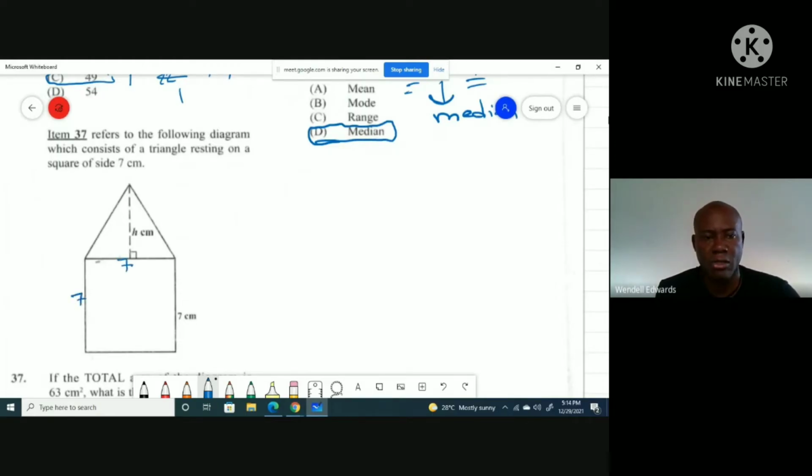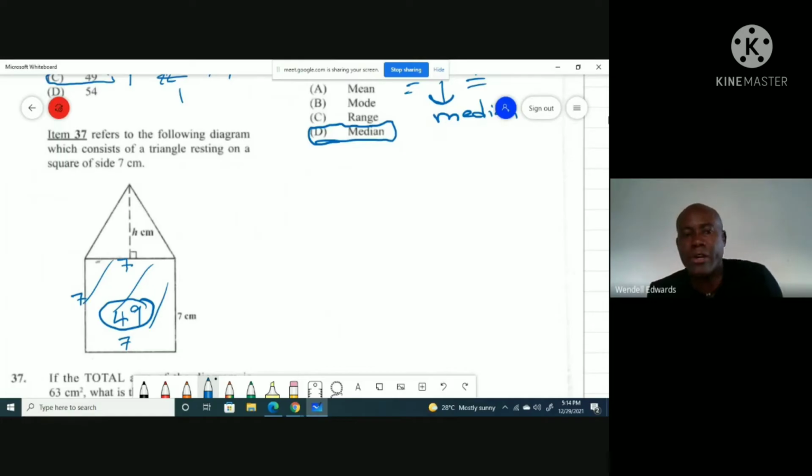All of this is also 7. All of this is also 7, which would have made the area here 49. 7 sevens is 49. This is the area of this part. We were told that the total area of everything was 63. Then I'm going to subtract the 49 from the 63.